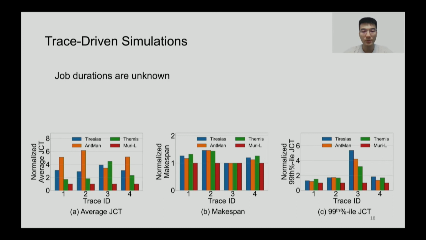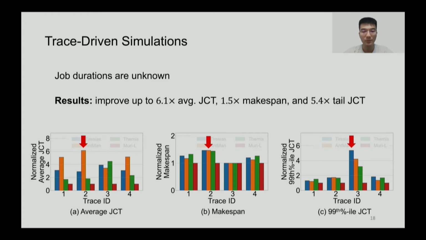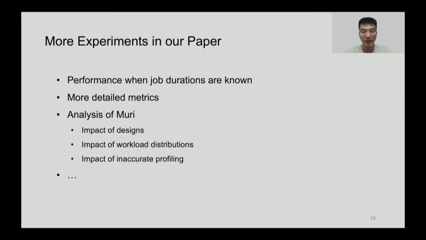We also conduct trace-driven simulations to evaluate Muri with a variety of workloads. Here, we perform simulations over 4 traces, with job numbers varying from about 1,000 to 6,000. In simulations, we compare Muri with one more baseline, Ant-Man, which is the state-of-the-art GPU sharing scheduler. As shown in the figures, Muri improves average JCT, makespan, and tail JCT greatly. Our paper has many more experiments, including the performance when job durations are known, more detailed metrics, and analysis of Muri.